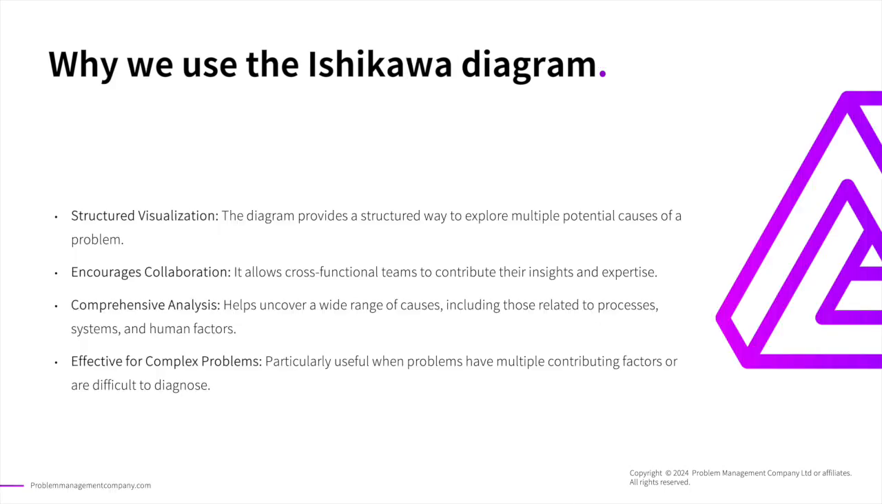Why we use the Ishikawa diagrams in IT problem management. Structured visualization. The diagram provides a structured way to explore multiple potential causes of a problem. It encourages collaboration. It allows cross-functional teams to contribute their insight and expertise. Comprehensive analysis. This helps uncover a wide range of causes, including those related to process, systems, and the human factor. Effective for more complex problems. This is particularly useful when problems have multiple contributing factors or are difficult to diagnose.